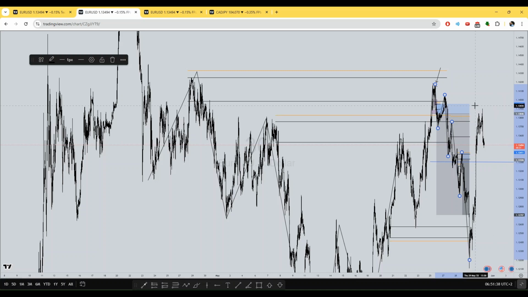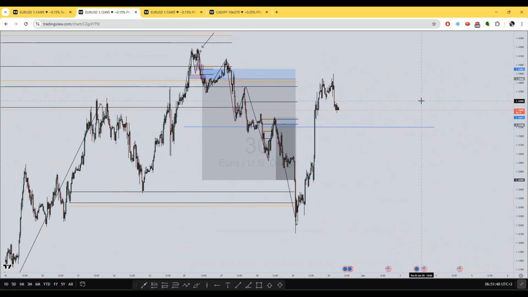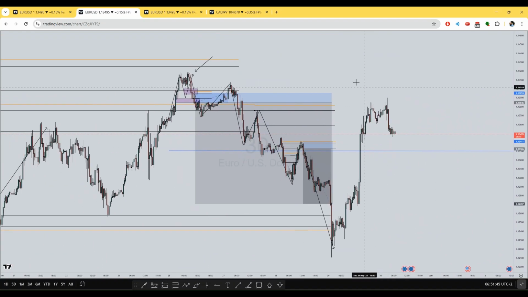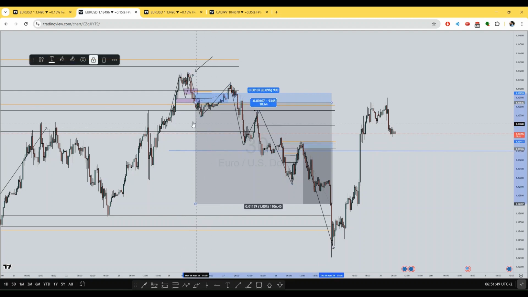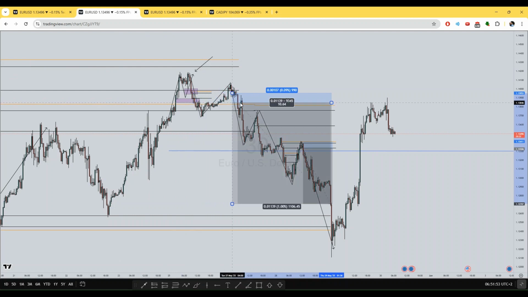Welcome traders. We're gonna be looking at the Euro USD trade that we had. So this was pretty much the setup. This was our first entry, and this was our entry.